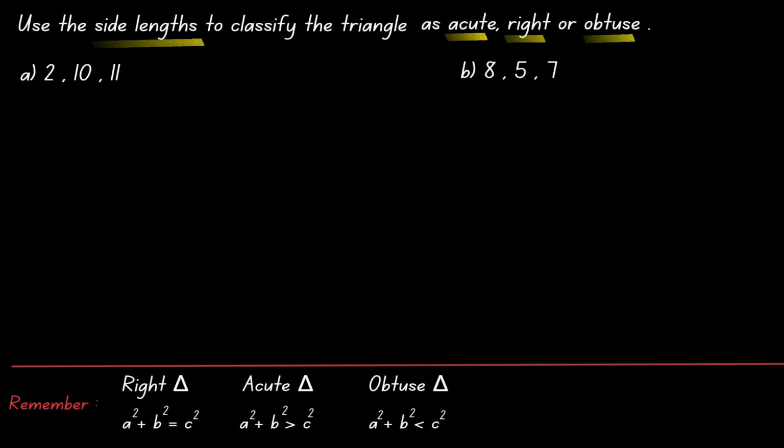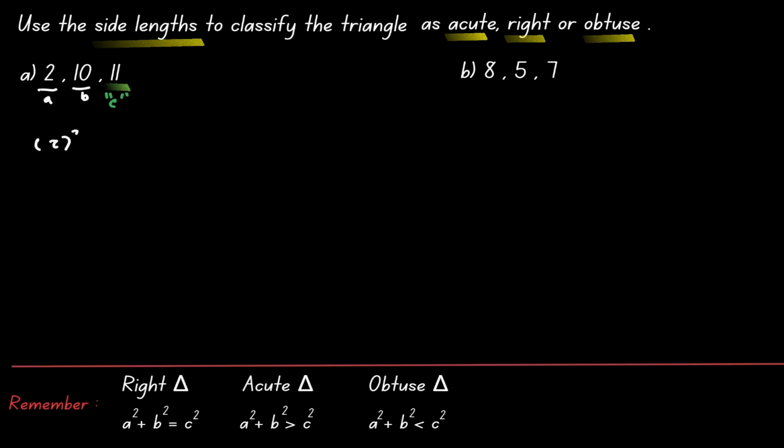The first thing that we want to do is identify the length of c, which will always be the greatest of the three, which will be 11. And the other two lengths that are left, let's call them a and b. The order does not matter. So let's call a 2 and let's call b 10. Now let's set it up. Let's see which scenario we have.